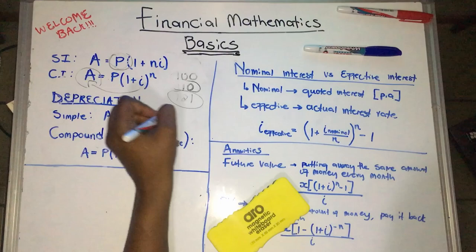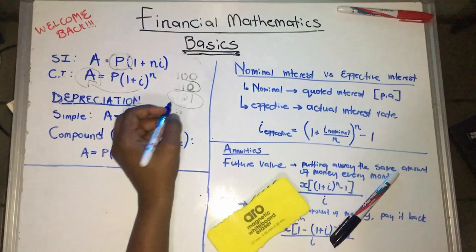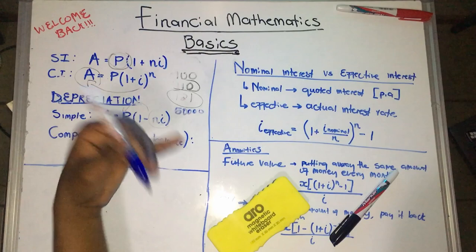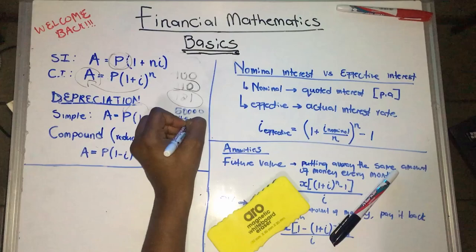Let's say we buy it for 50,000. Right? So it loses 10%. So after one year, you issue 10% of 50,000, giving 45,000. After another year, you issue another 5,000 to get 40,000. You see? So you lose 5,000 every year.